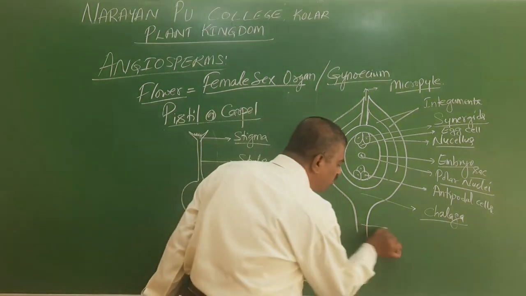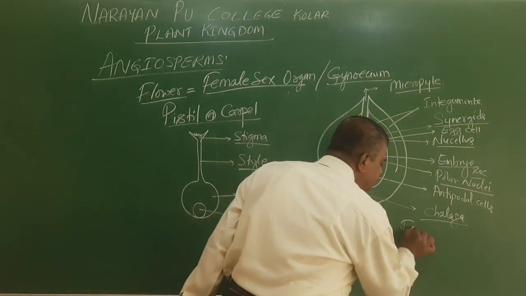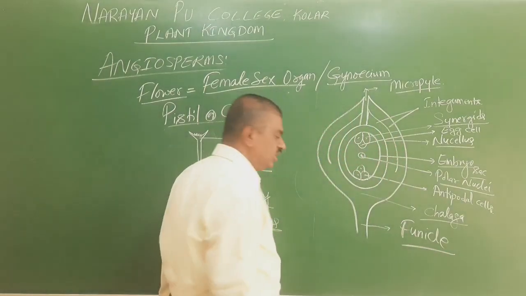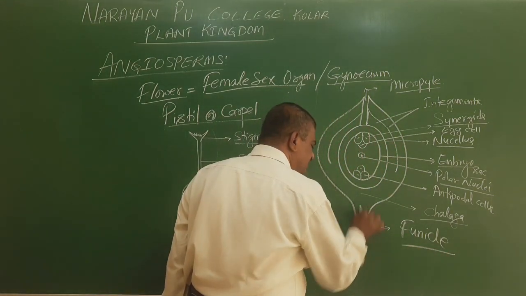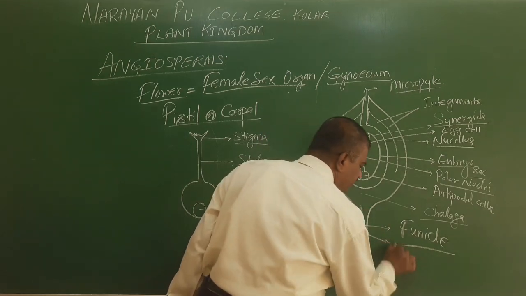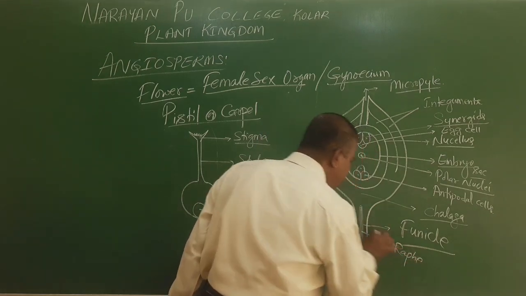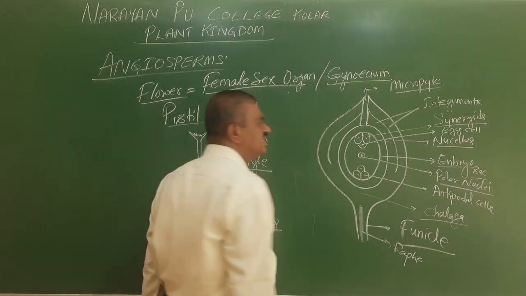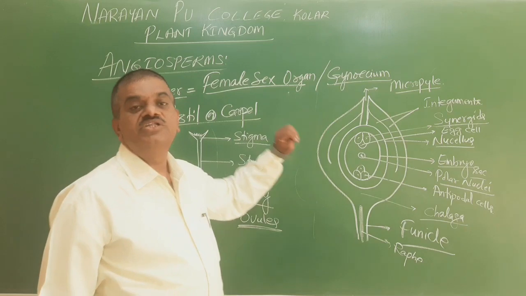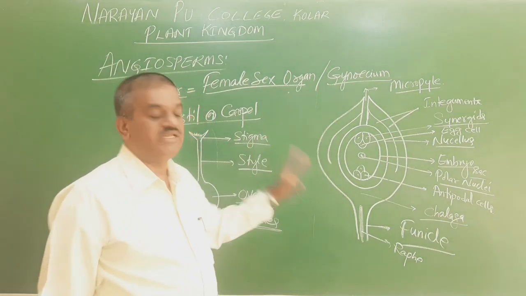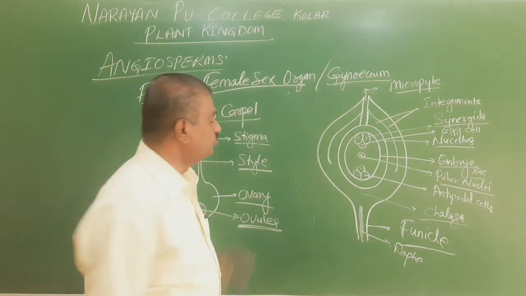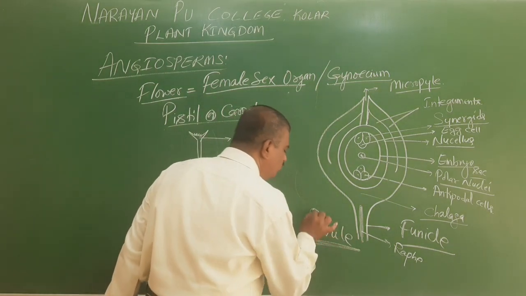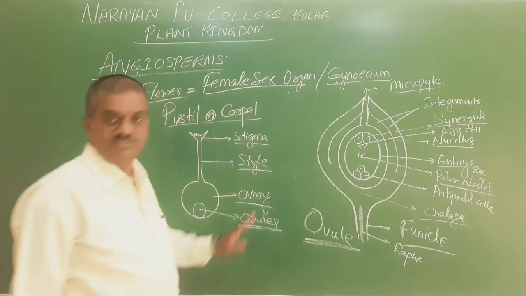The stalk of the ovule is called the funicle. Inside this there is a presence of raphe. So the stalk is called the funicle and the inner side is called the raphe. This is the structure of the ovule. Now we go for the next heading.